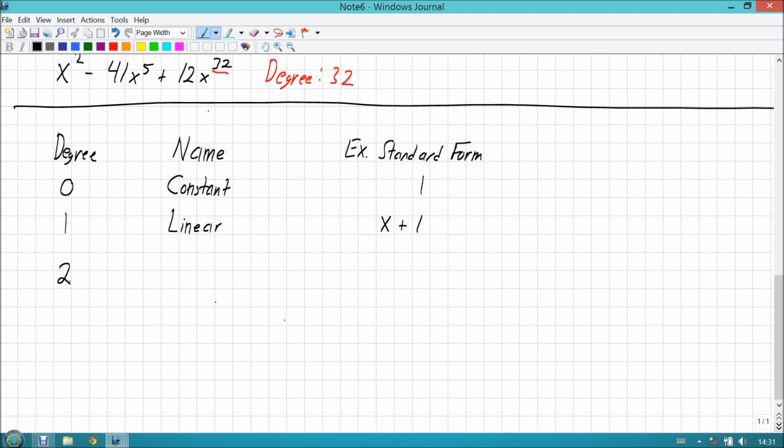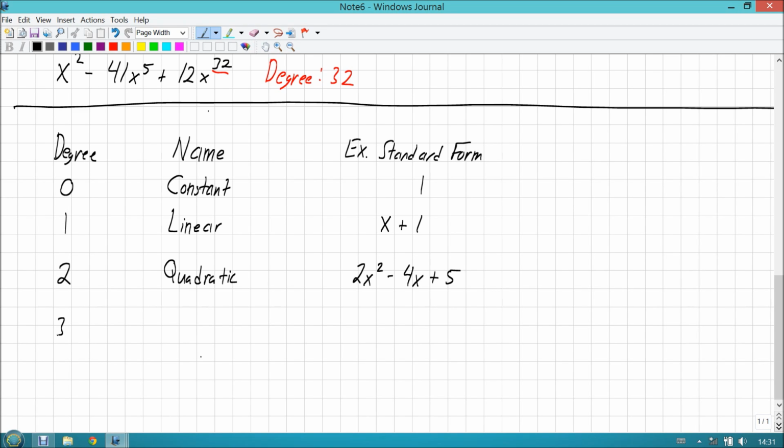What about 2? Now we're going into an area where things are changing quite a bit. No longer are we dealing with straight lines, we start dealing with things that have curves. This is called a quadratic. And an example in standard form would be 2x squared minus 4x plus 5.